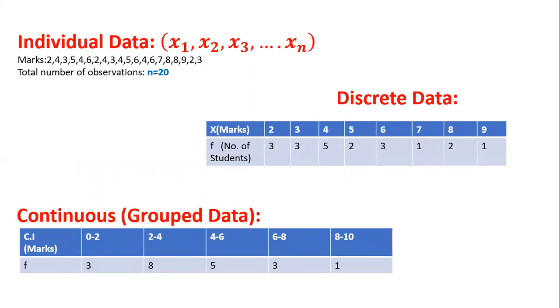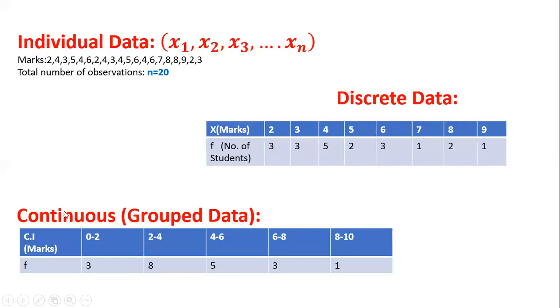Here I am giving the marks of 20 students in a class. So the marks are 2, 4, 3, 5, 4, 6, 2, like that. If you go for the discrete data, I'm writing this: X indicates marks, F denotes the number of students. So 2 marks were got by 3 members, 3 by 3 members, like that, 8 by 1.